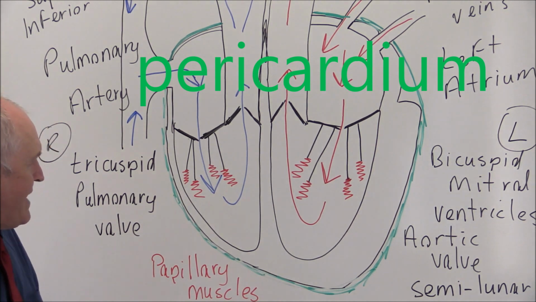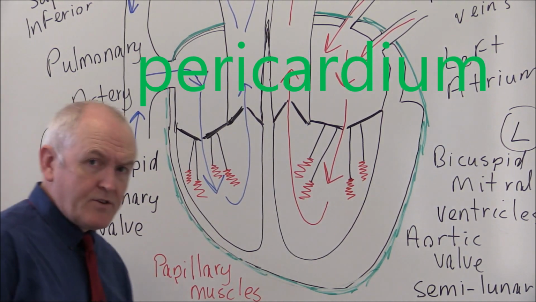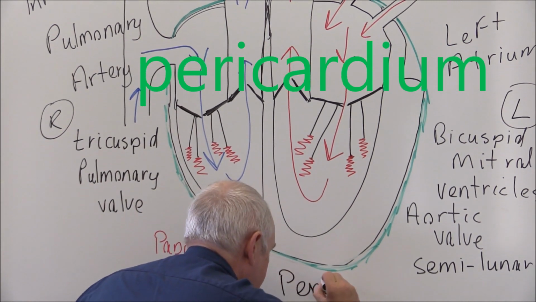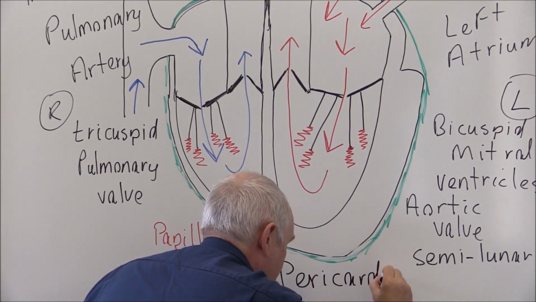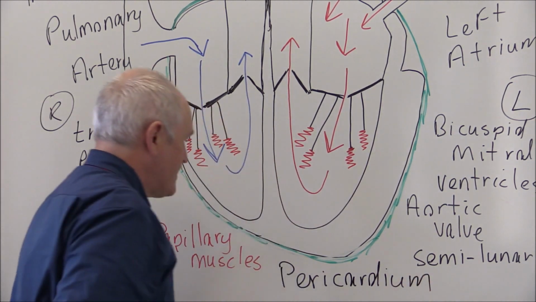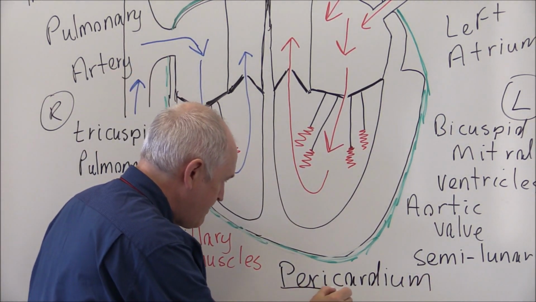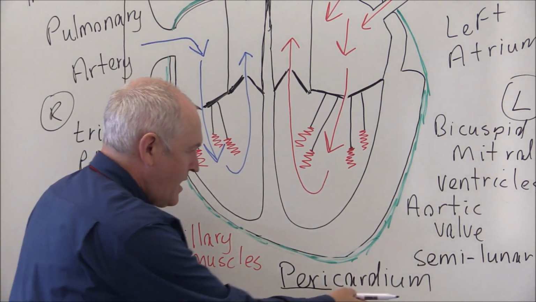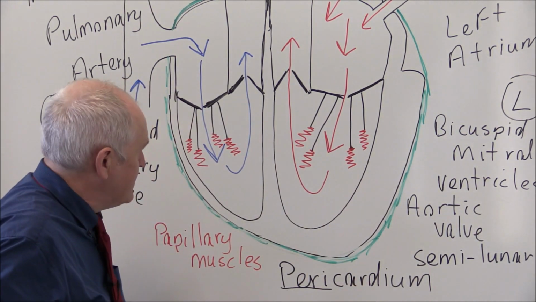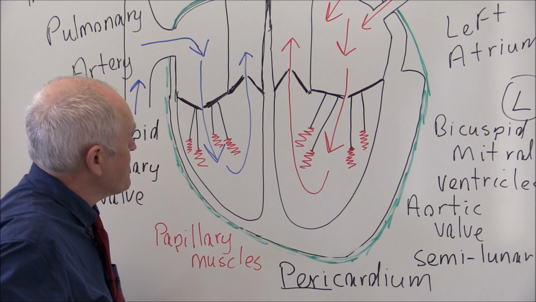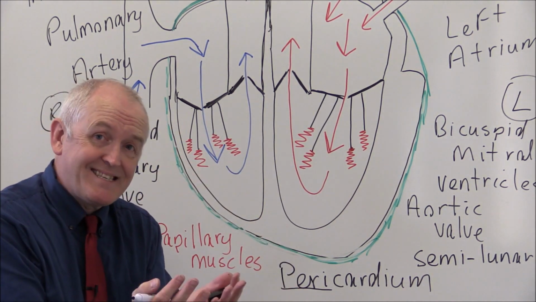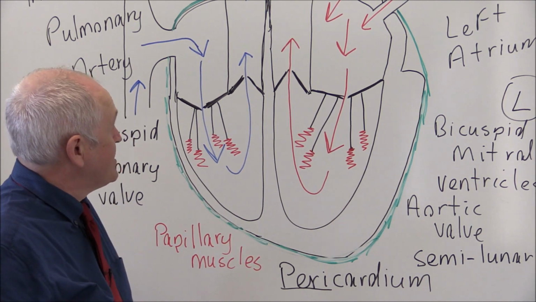And this is round about the outside. So because it's round about the outside, it's the pericardium. Peri means perimeter, it's around about the outside. Cardium is the heart. It's the pericardium. And it forms a sac in which the heart sits to protect the heart.